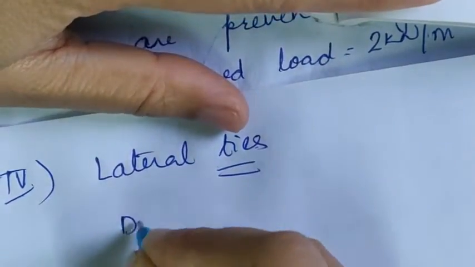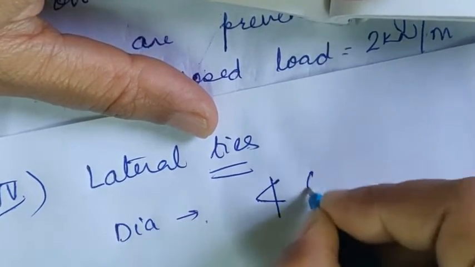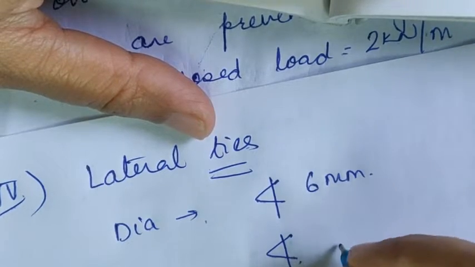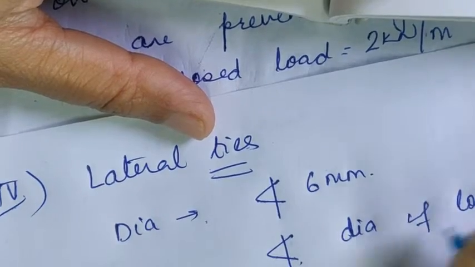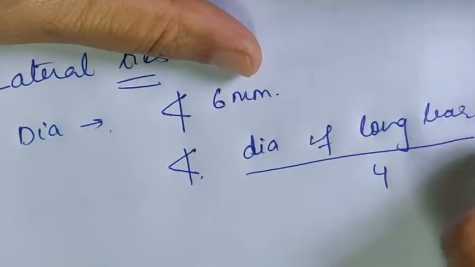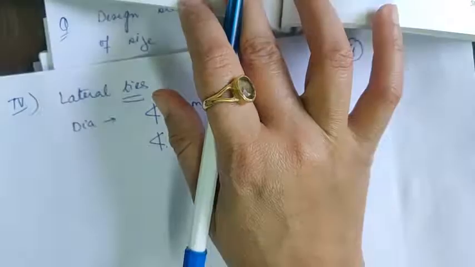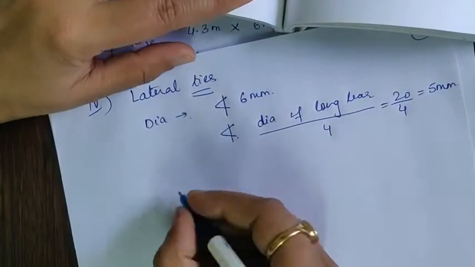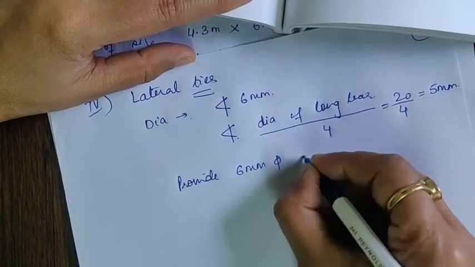Okay. So what does it say? How much should be the diameter of the lateral tie? It should not be less than 6 millimeters and it should not be less than the diameter of longitudinal bar upon 4. We are using 20 mm longitudinal bar. So 20 upon 4, that is 5 millimeters. So we are, let us say, providing 6 millimeter dia ties.